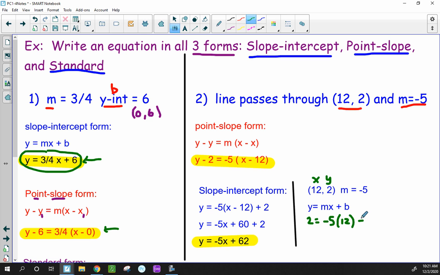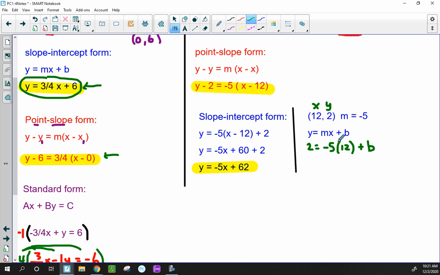And then again, I don't have my b that I need, so I'm going to leave that as a variable. My goal right now is to solve for b. So 2 equals -5 times 12, which is -60. And then I'm going to transpose this over and call this 2 plus 60 equal to b. And again, this is just a second way to find the slope-intercept form, totally different route, but I did want to share it with you because sometimes this method is needed instead of this.